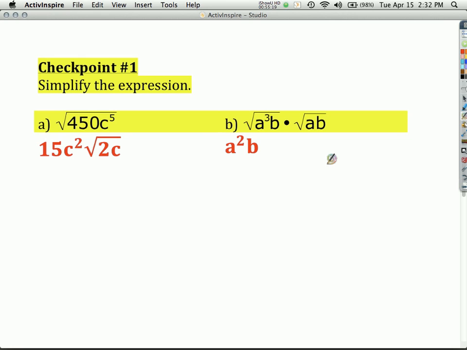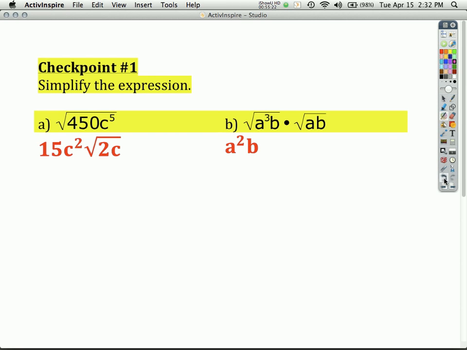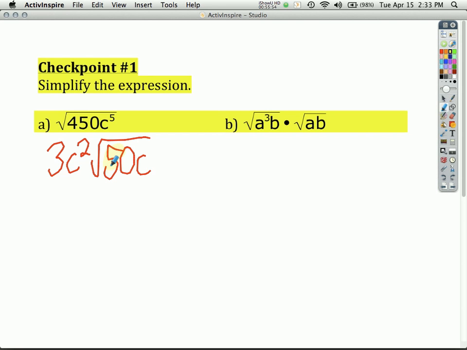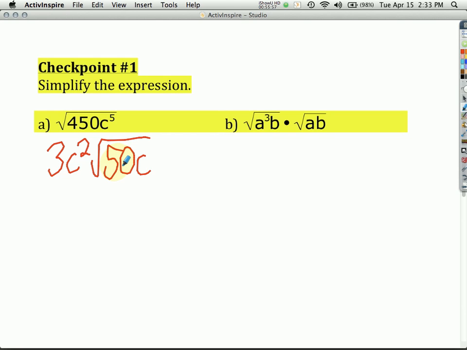So now, let me back up. Nathaniel, can you tell me what your answer was again? For A, 3c squared times the radical of 50c. So could someone explain why his is wrong? But why is it wrong? Ziamara? Yeah, there's a perfect square factor still inside the radical. There's a perfect square factor right there. Those are 25. So you have to get rid of that perfect square.